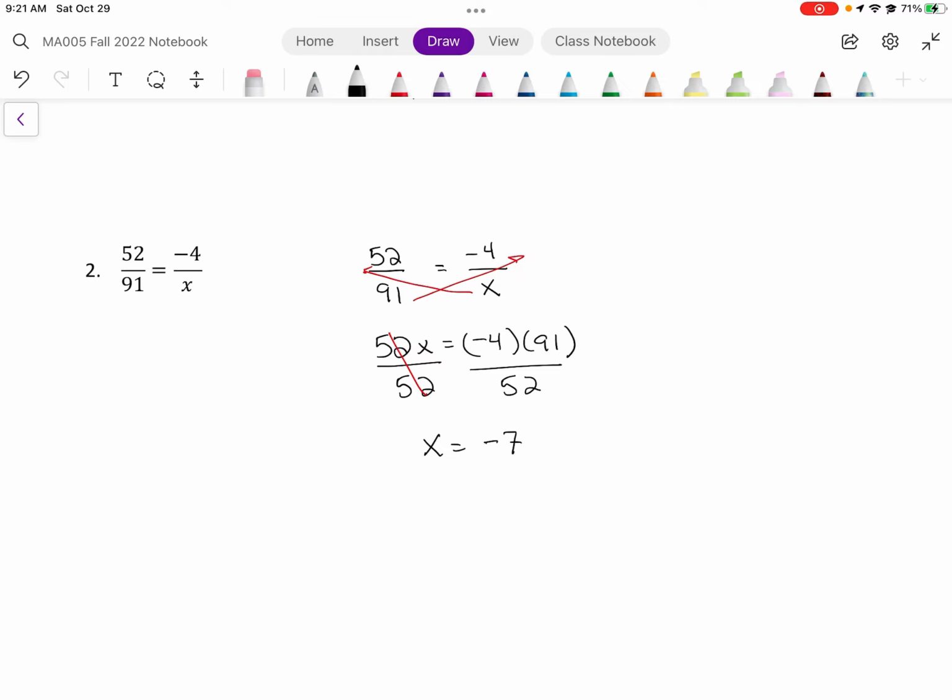So now you can check. 52 divided by 91 in your calculator, is that equal to -4 divided by -7 in your calculator? And it should be.